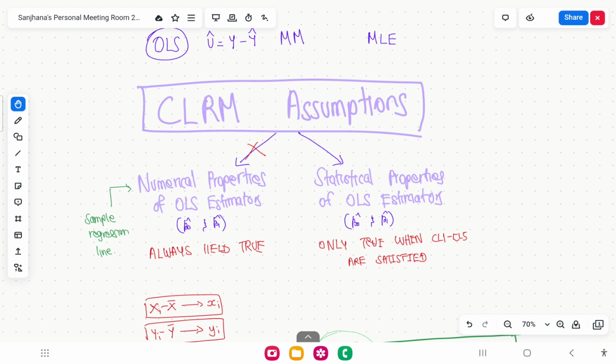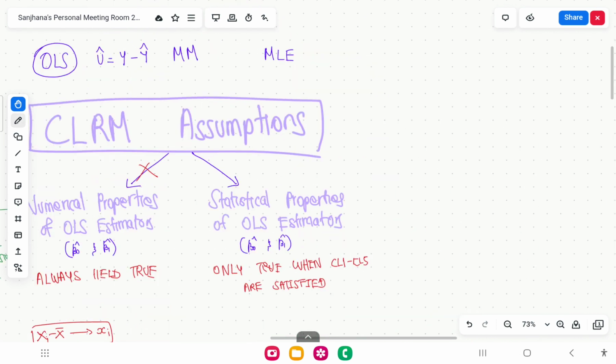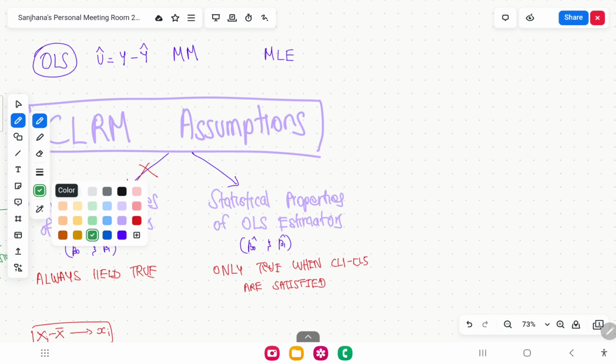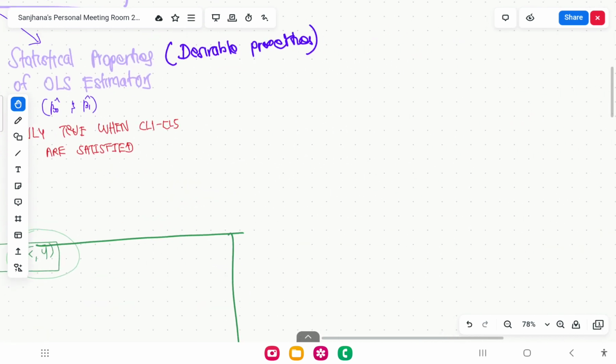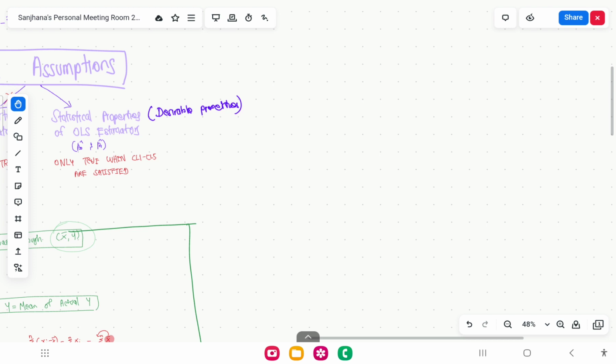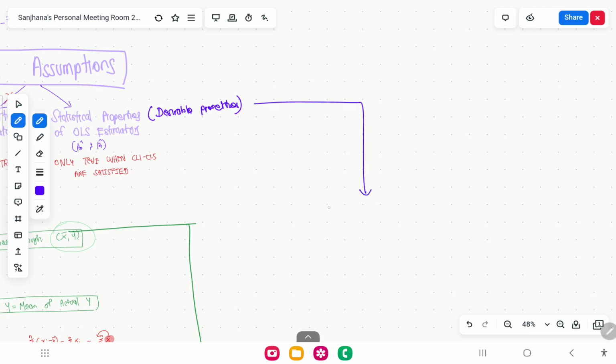So given the assumptions of the classical linear regression model, we say that the OLS estimators beta naught cap and beta 1 cap have some desirable properties. These desirable properties are what we refer to as the statistical properties. Another name for desirable properties is statistical properties. Now we'll look into what these desirable properties are. These statistical or desirable properties are explained under the Gauss-Markov theorem.